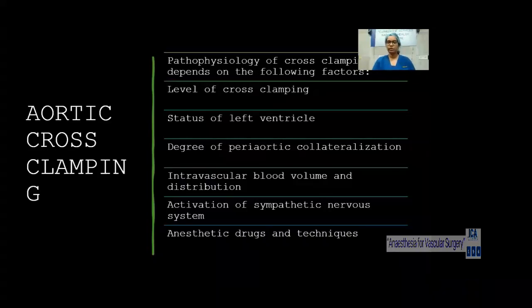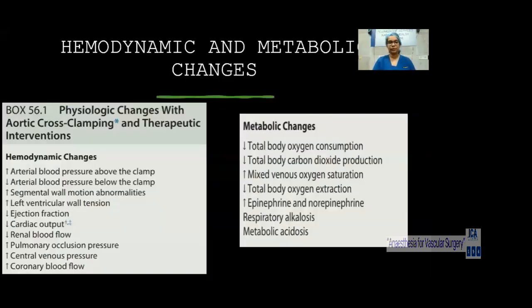Aortic cross-clamping. The pathophysiology of cross-clamping depends on the following factors: the level of cross-clamping, the status of the left ventricle, degree of periaortic collateralization, intravascular blood volume and distribution, activation of the sympathetic nervous system, and anesthetic drugs and techniques.